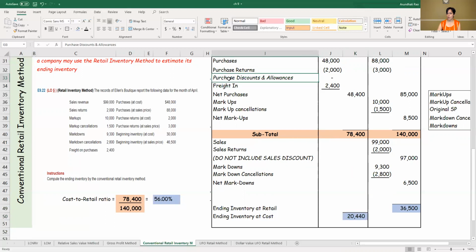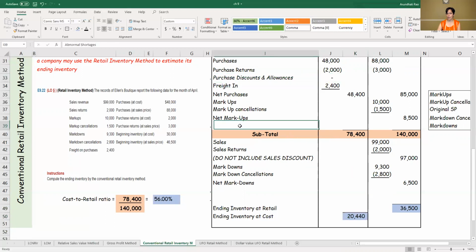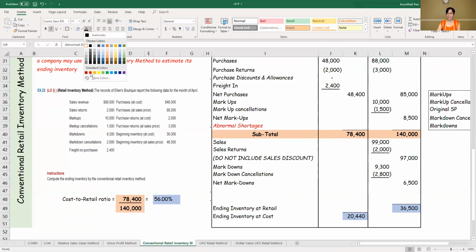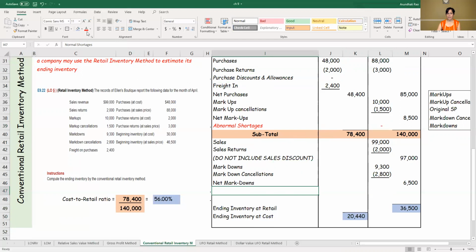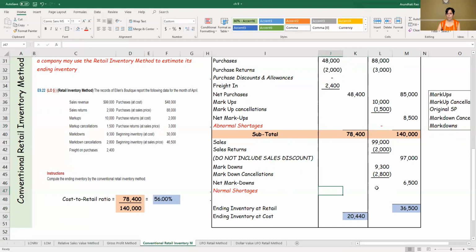Now I already mentioned that purchase discounts would be only over here. Okay. What else do we have over here? A couple other items, and I'm going to put it in a different color so you can see it. Abnormal shortages. Okay, if there are abnormal shortages, I would list it in the retail column. If I have normal shortages, those would be listed over here, again, I should have, let me put a number there so you can see it. It'll come in the calculation after the cost to retail ratio.